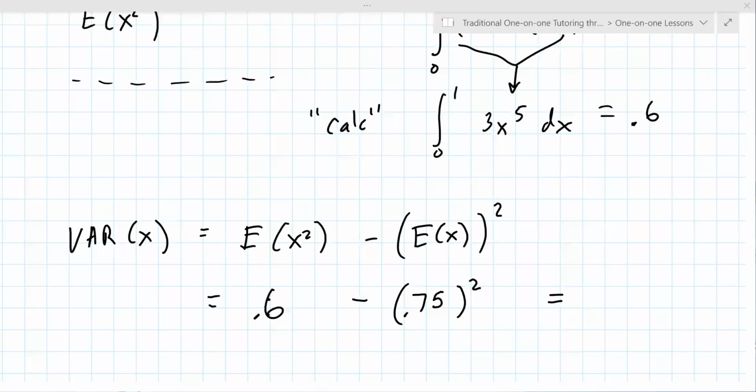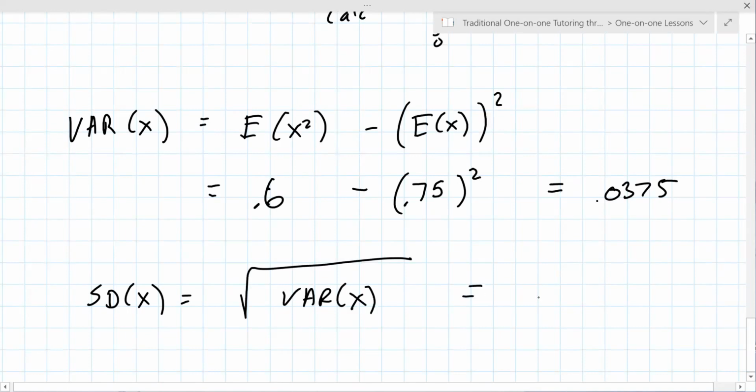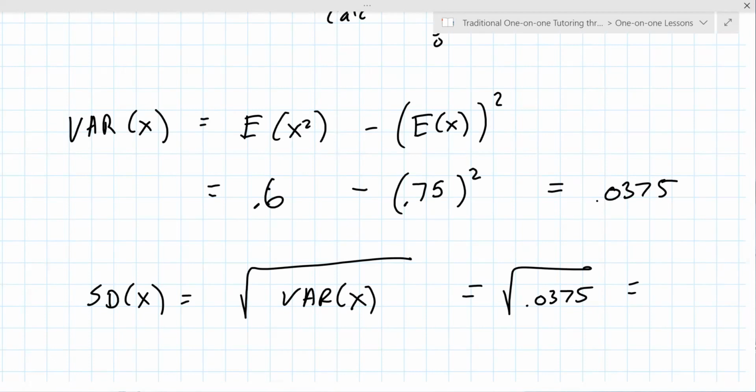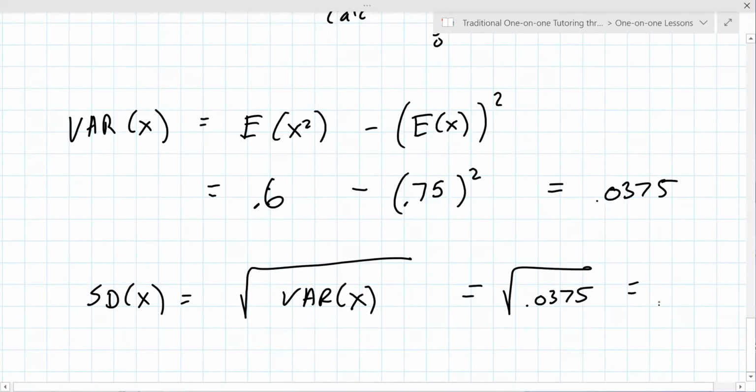Okay, so I got 0.0375. Okay, so that's your answer for the variance of X. And then the last one, the standard deviation of X, is the square root of the variance of X. So it's the square root of 0.0375. Okay, gotcha. Okay, so 0.1936 or 0.194. Sounds good. Sounds reasonable to me.